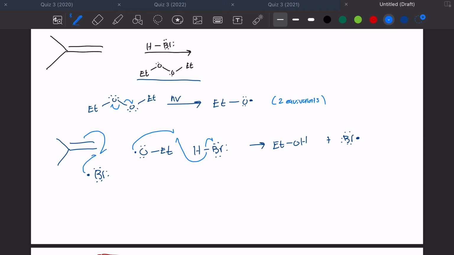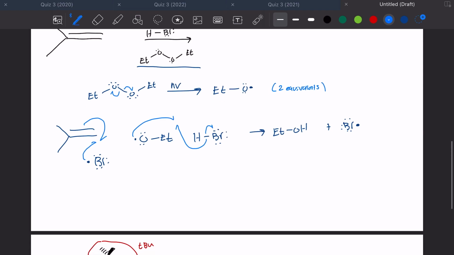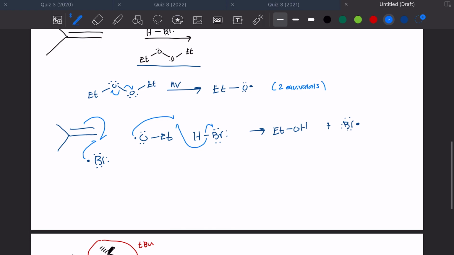Now this pi bond is going to come in and form a bond, and one of the electrons in the pi bond is going to be displaced and put onto that central carbon right there. And what's going to happen is you're going to see something that looks like this. Our bromine is going to attach here, and now we have a radical. This is electron deficient, missing one electron.